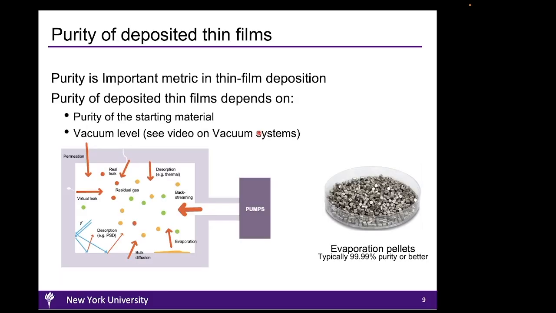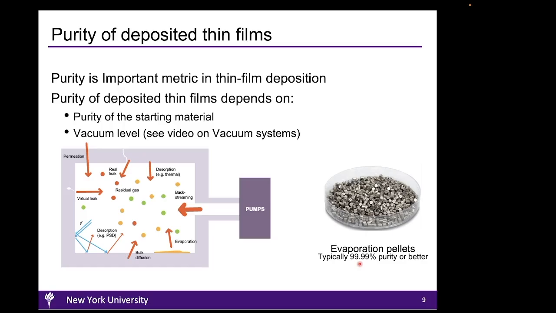Besides vapor pressure, another important metric in evaporation is the deposition purity. This metric determines the specifications for both the starting material as well as the vacuum chamber. Naturally, the purity of the deposited thin film tracks the purity of the initial material. The semiconductor grade materials typically require 4/9 purity or better.